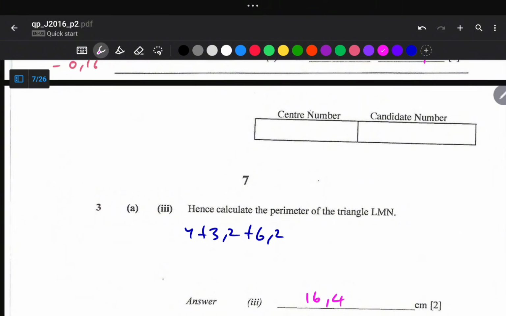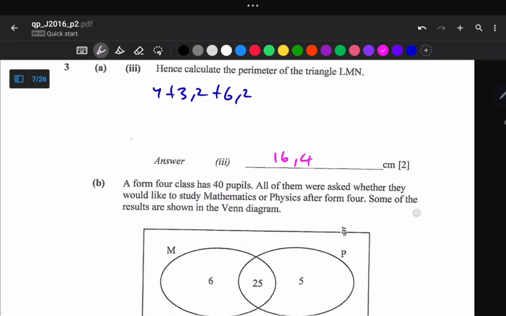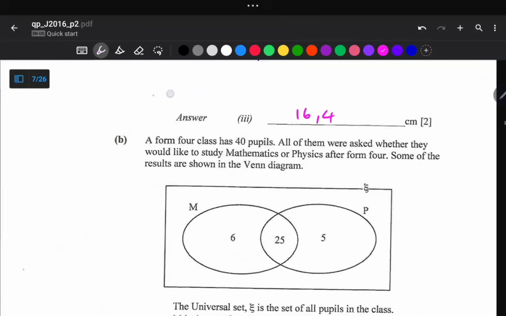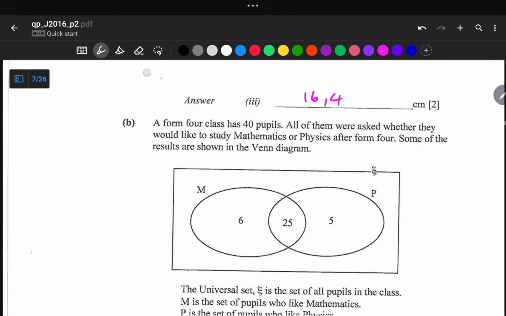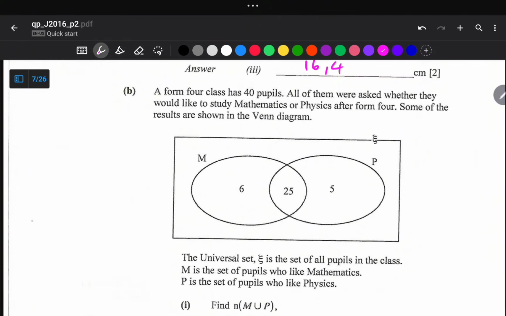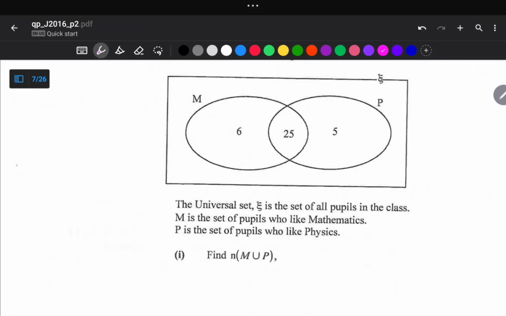And then let us move on to part B of our question number 3, which says a Form 4 class has 40 pupils. All of them were asked whether they would like to study mathematics or physics after Form 4. Some of the results are shown in the Venn diagram. So the universal set is the set of all pupils in the class. M is the set of pupils who like mathematics, and P is the set of pupils who like physics. So we are required to find the number of elements for M union P.